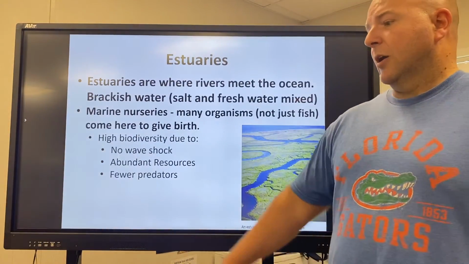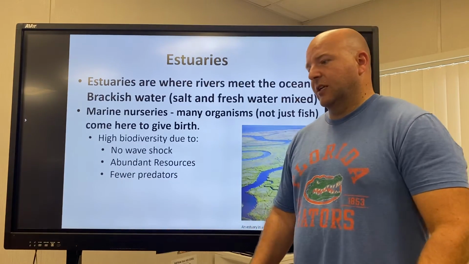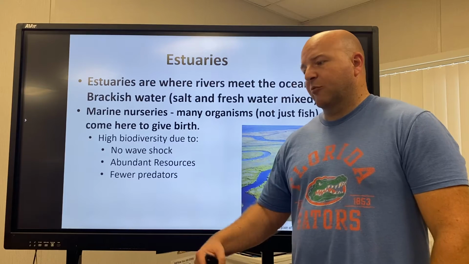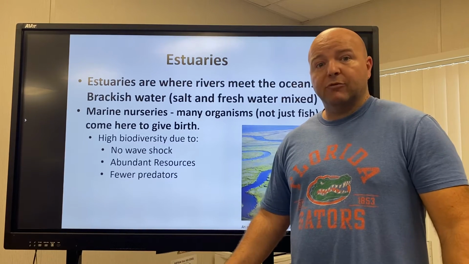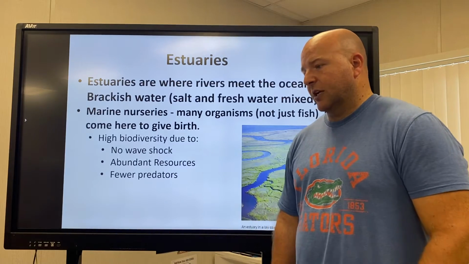And then claws that might help them to be able to burrow are a common feature as well. All right, we move on to estuaries. This is where a river meets the ocean. Here we're going to have brackish water. A lot of you may be familiar with that term already, but if you're not, now you need to be. It is going to be on the test.